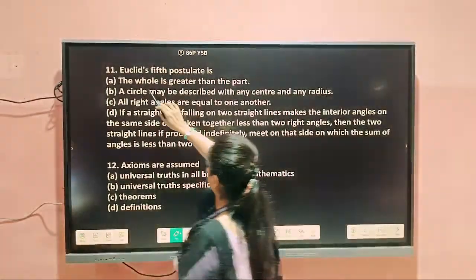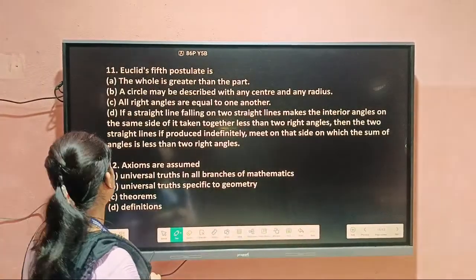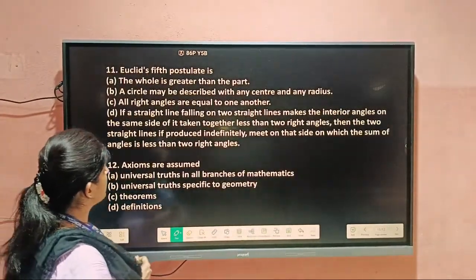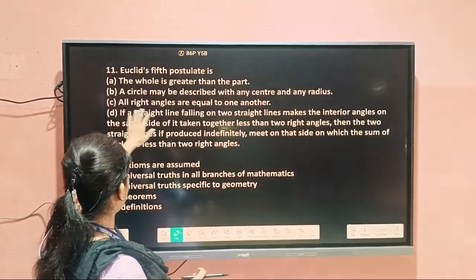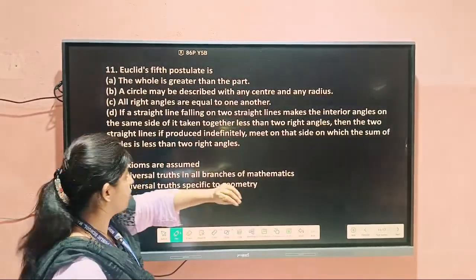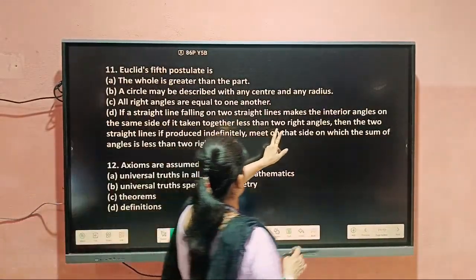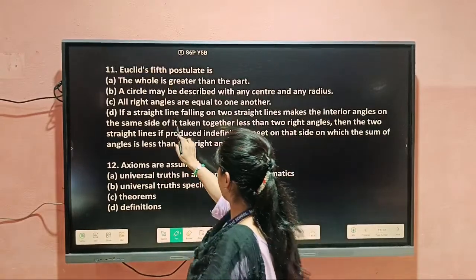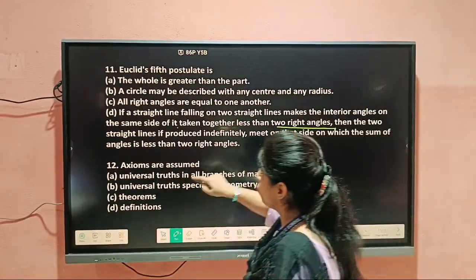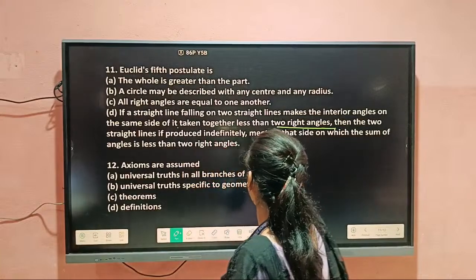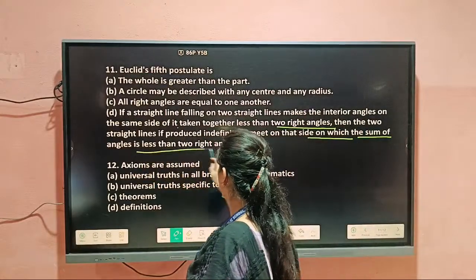Next, Euclid's fifth postulate is the whole is greater than the part. No, it is not the fifth postulate. The circle may be described with any center and any radius. This is also not fifth postulate. All right angles are equal to one another. This is also not fifth postulate. D. If a straight line falling on two straight lines makes the interior angles on the same side of it taken together less than two right angles, then the two straight lines, if produced indefinitely, meet on that side on which the sum of angles is less than two right angles.